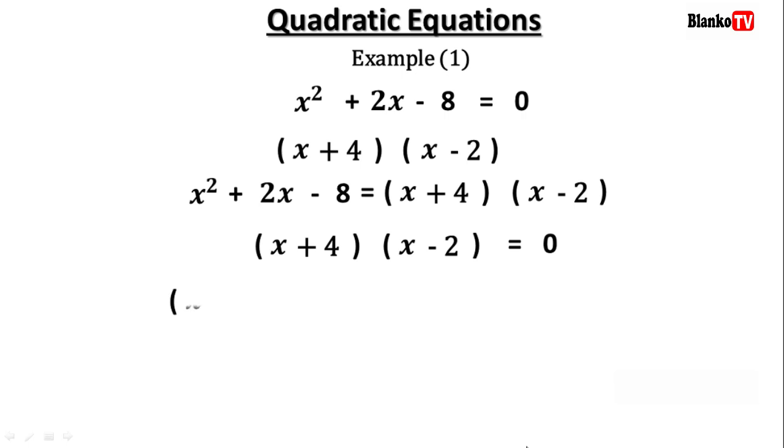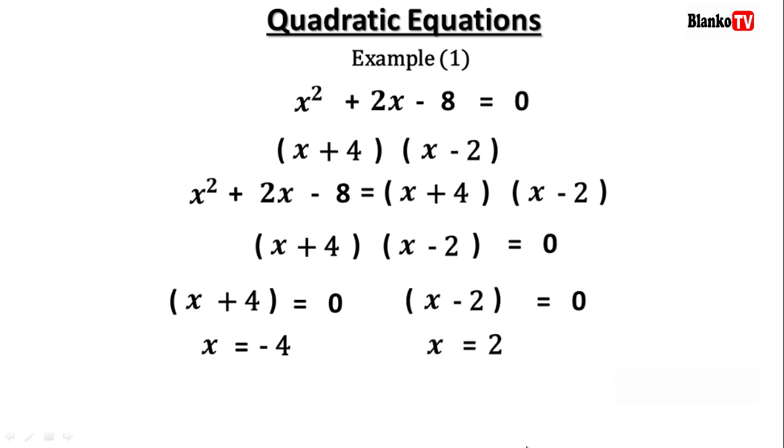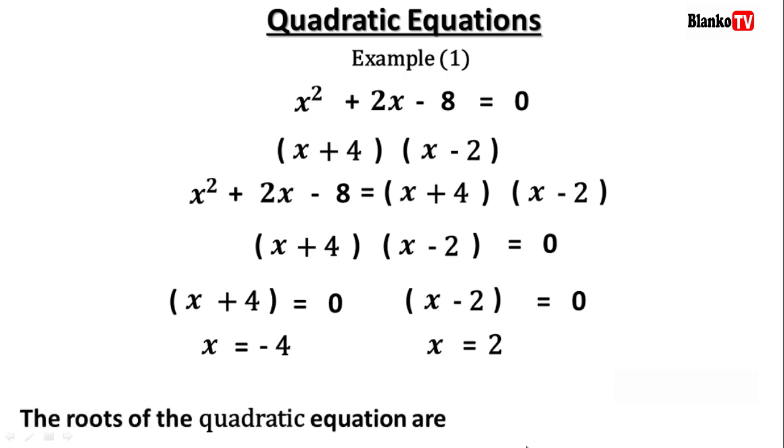So we have x plus 4 equals 0, and then we solve for x. So x is going to be negative 4. Then we have x minus 2 also equals 0. Then we solve for x, so x is equal to 2. Okay, so the roots of the quadratic equation are x equals negative 4 and x equals 2.